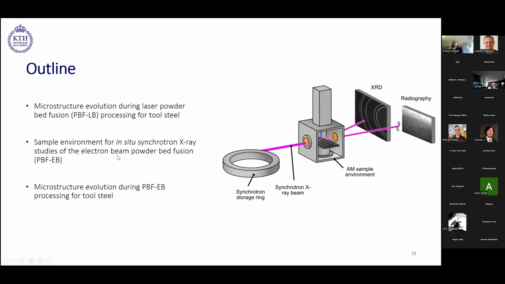As I showed, there are several options available for in situ X-ray studies of laser AM, so many sample environments for laser AM. But when we started this, there were no options available for electron beam powder bed fusion.